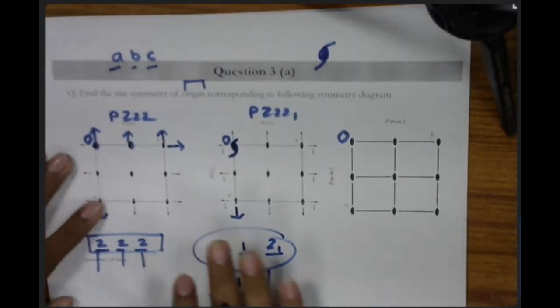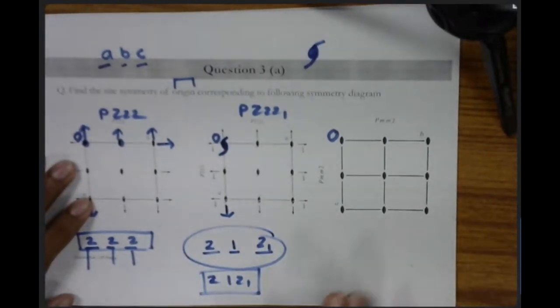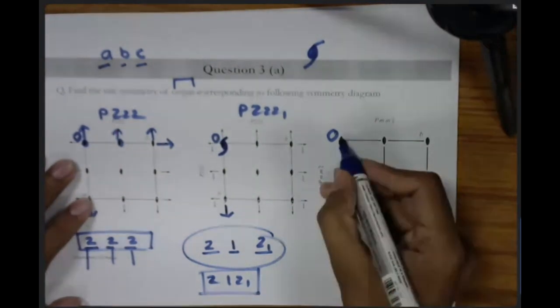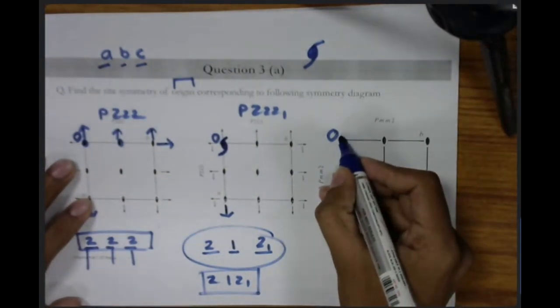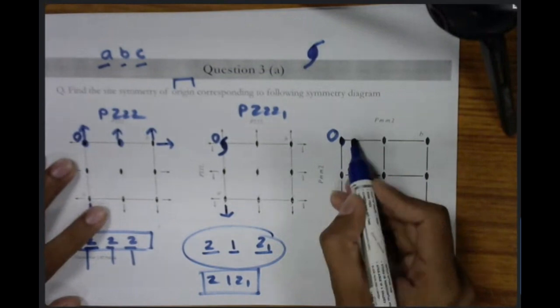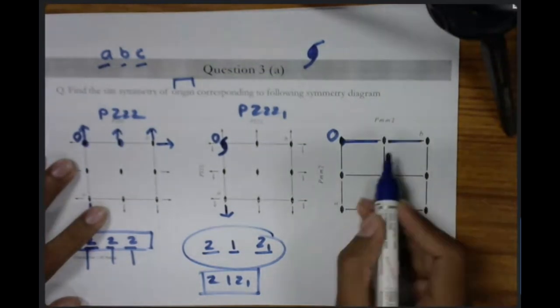Similarly, one can do this also. So there is a twofold along the C, and there is a mirror. The solid lines are the indication of the mirror.